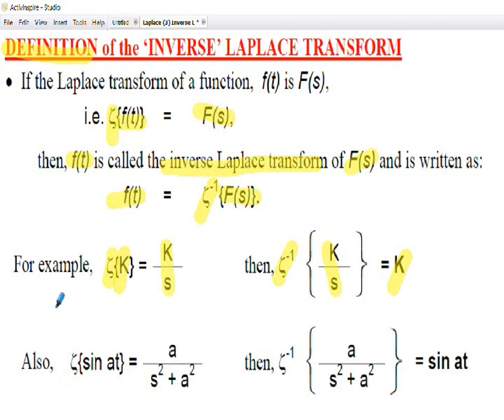Similarly, if we take an example of the Laplace transform of sine at, we know from the Laplace transform tables that it's written as a upon s squared plus a squared in the Laplace domain. If we reverse this process by finding the inverse Laplace transform of a upon s squared plus a squared, we get back to sine at in the time domain. So this is what we mean by taking inverse Laplace transforms. We are going from the Laplace domain, the s domain, back into the time domain.